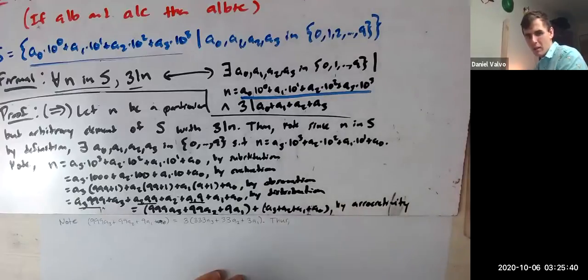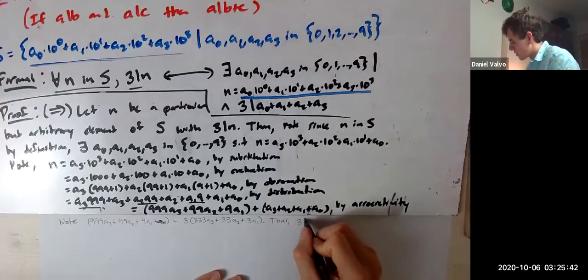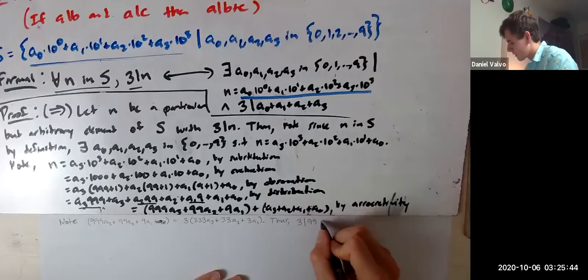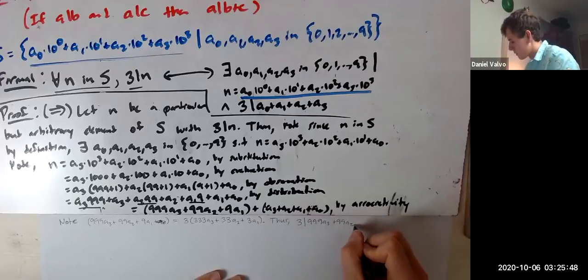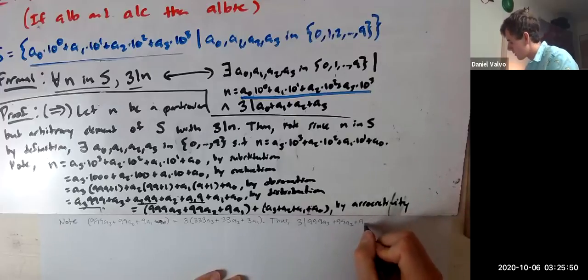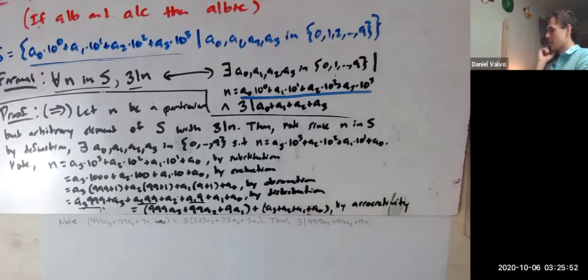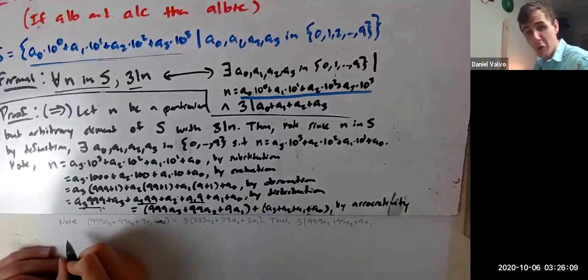Thus, 3 divides 999 A3 plus 99 A2 plus 9 A1. Right? That should make sense, right? I'm saying it right a lot.